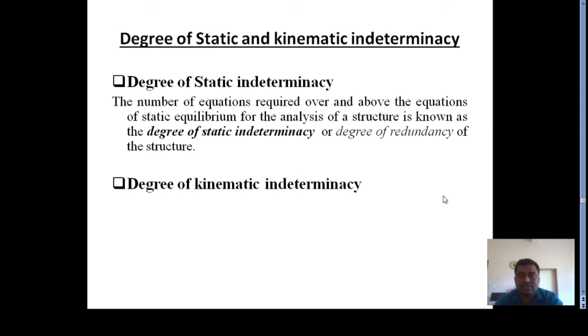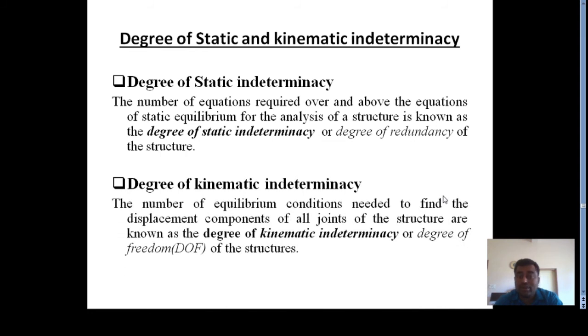Next is the degree of kinematic indeterminacy. It is the number of equilibrium conditions needed to find the displacement components of all joints of the structure, known as the degree of kinematic indeterminacy or the degrees of freedom of the structure. We already discussed this, and we require more equilibrium conditions for satisfying the equations in that member or element.